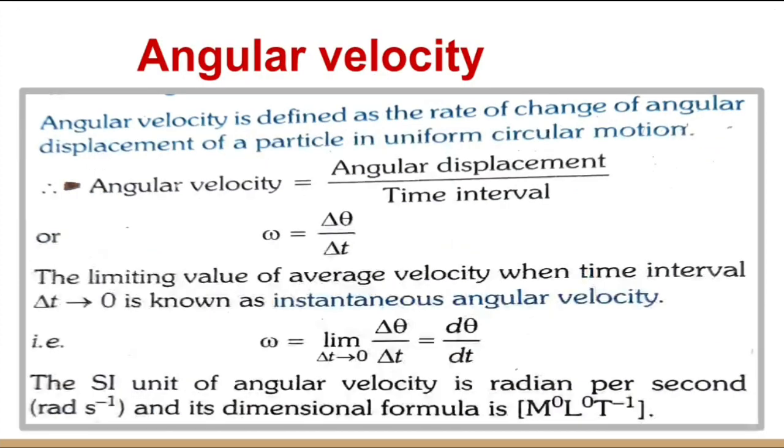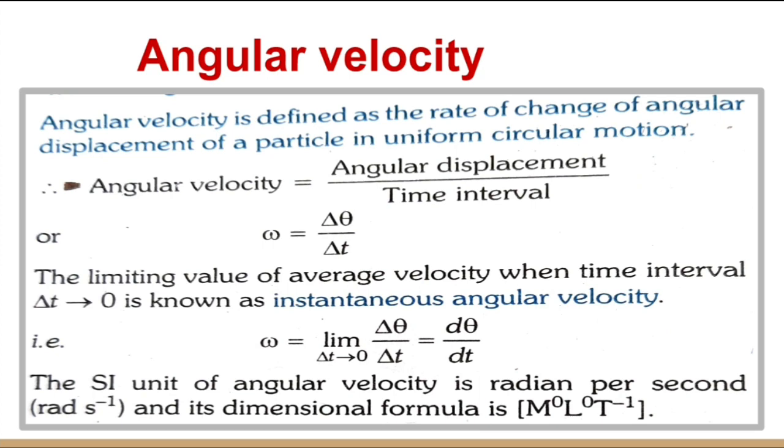Now, coming to the next term, angular velocity. Angular velocity is defined as the rate of change of angular displacement of the particle in uniform circular motion. So, angular velocity is angular displacement by time interval. It is represented by omega. You can see how it is written. It is written like w, but it is called omega. So, angular velocity omega equals delta theta by delta t.